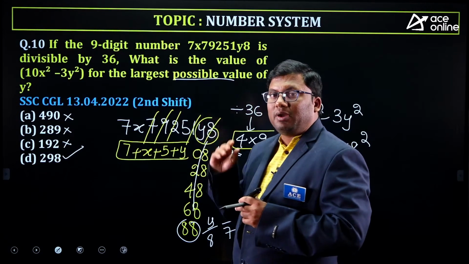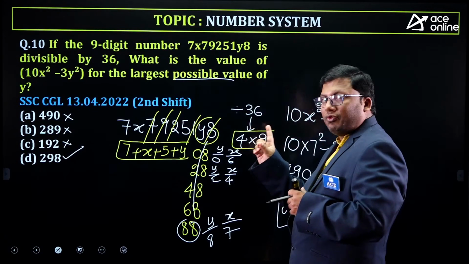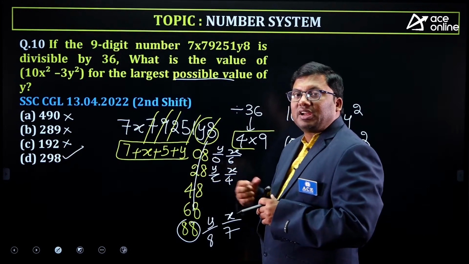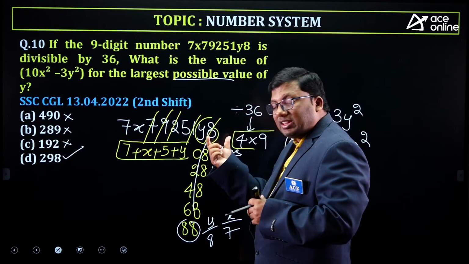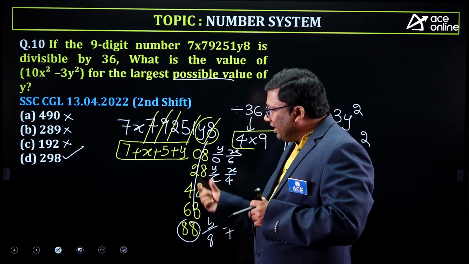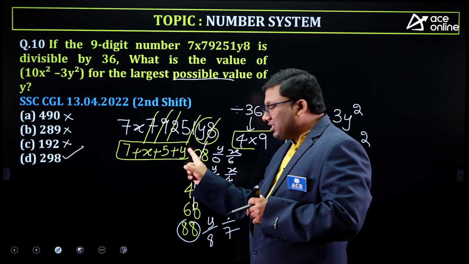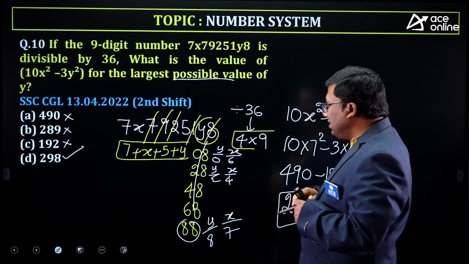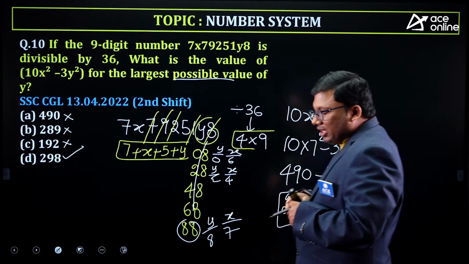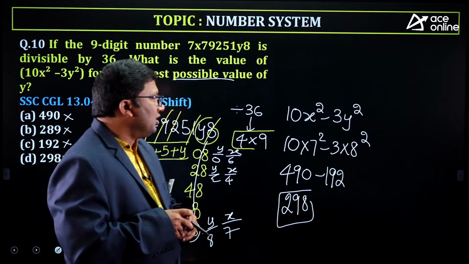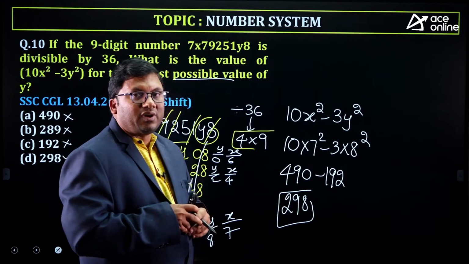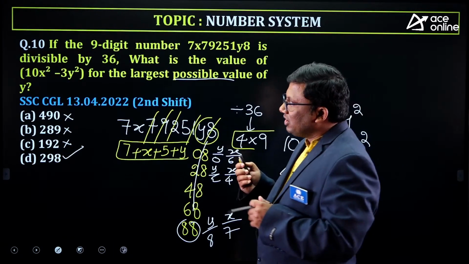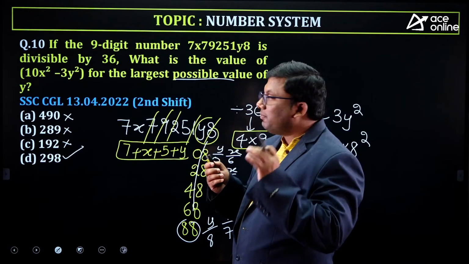It should be divisible by 36. 36 is 4 into 9. I took all the possibilities of the number getting divided by 4. I want the maximum value of y. Y is 8. 7 plus 5 is 12, 12 plus 8 is 20, 20 plus x. That means x will be 7. If y is 8, x is 7. So the answer will be 10 into 7 square minus 3 into 8 square. 490 minus 192. The answer is 298. I hope the idea is very much clear to you.